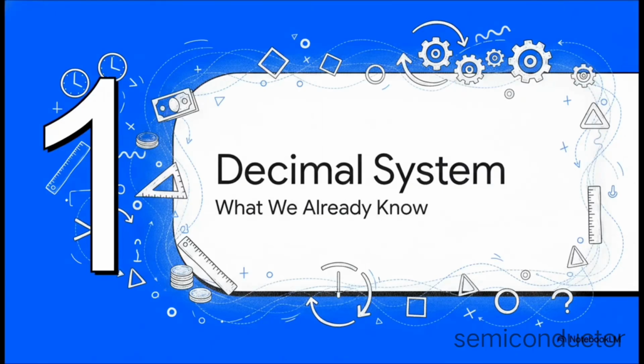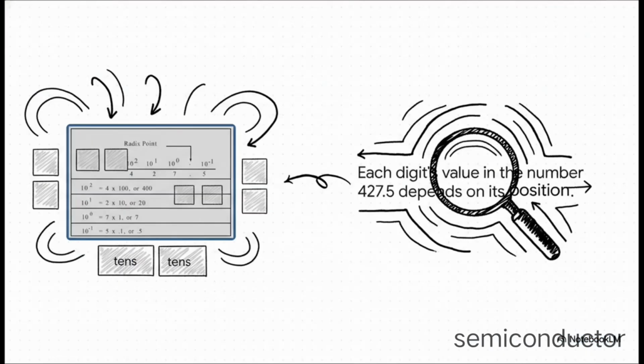So to learn computer language, we're first going to take a closer look at a language we already speak fluently, our own decimal system. Seriously, all the logic, every single rule you need to understand how computers count is hiding in plain sight in the numbers we use for everything, from buying a coffee to checking the time. We look at a number like this and we just get it, right? But let's really break it down. That 7 isn't just a 7, it's 7 times ones. The 2 isn't just a 2, it's 2 times tens. And the 4 is 4 times 100s.